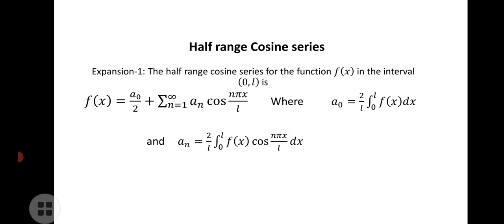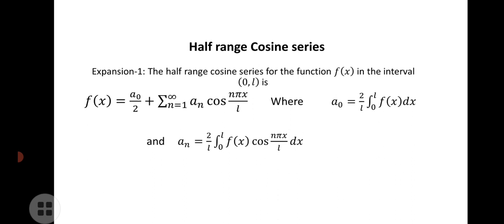If we come to the odd function, it can be extended using half its range from 0 to L, that is, the range of integration has the value L. In the Fourier series of an odd function, a naught is equal to 0 and a n is equal to 0, so that the Fourier series can be written as f of x is equal to summation n is equal to 1 to infinity b n sin n pi x divided by L. The value of b n is 2 divided by L integral 0 to L f of x sin n pi x divided by L dx.